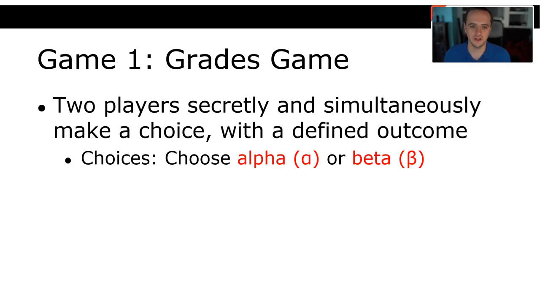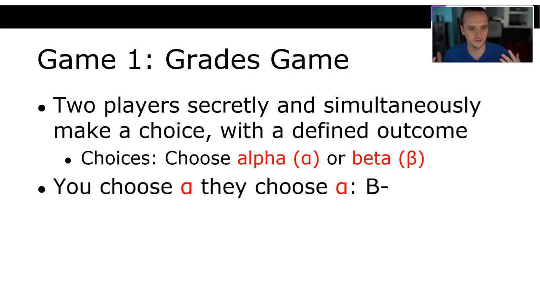Okay. So in the grades game, you take two people and you separate them into two rooms. I see a bunch of people in the chat talking about the prisoner's dilemma. This isn't quite the prisoner's dilemma yet, but we will talk about that, of course. In the grades game, two players secretly and simultaneously make a choice, and the outcome of that choice is very well defined. Each player can either choose alpha or beta, okay?